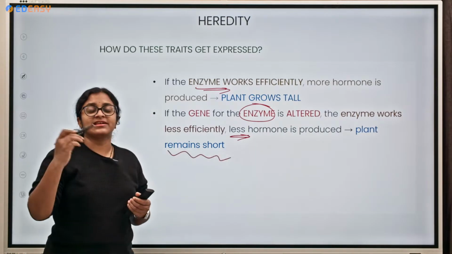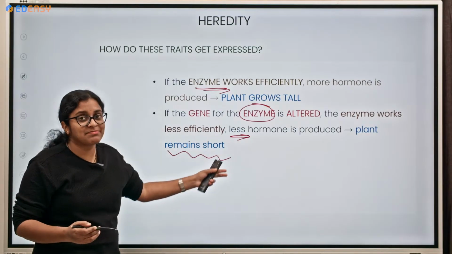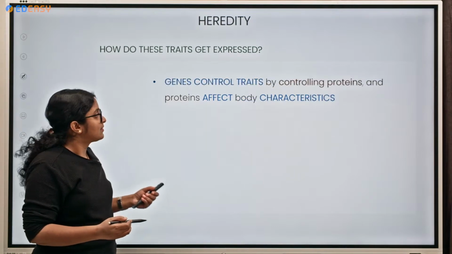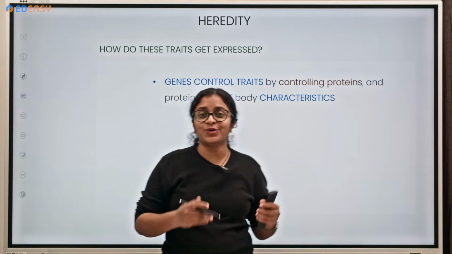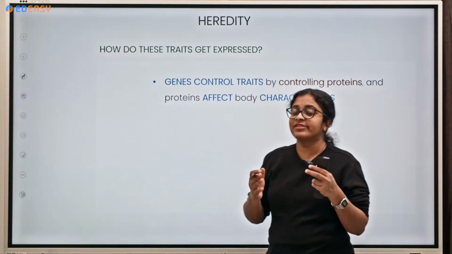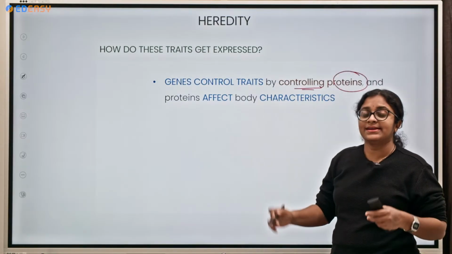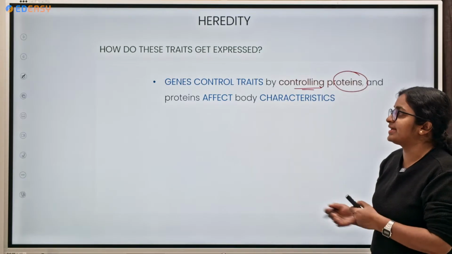So in this way, there is a role of DNA and the genes, and the traits are getting expressed with respect to these mechanisms. Genes are the controller of the traits. So how do they control the traits? By controlling proteins, and in turn the proteins affect the bodily characteristics or the traits.